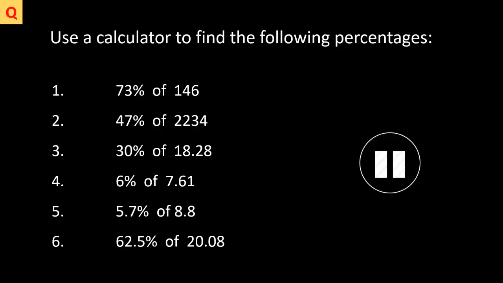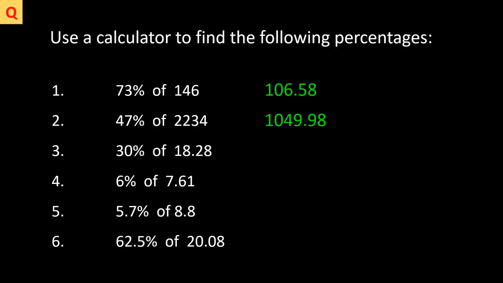Okay, how'd you get on? So let's have a look at the answers. So you must have chosen a way, and hopefully you agree with these. 106.58, 1049.98, 30% of 18.28 is 5.484. Number 4, 6% of 7.61, 0.4566. There's number 5. And last, 12.55.